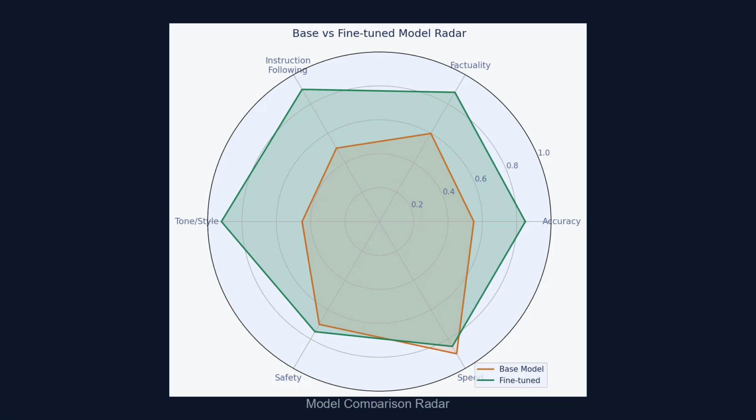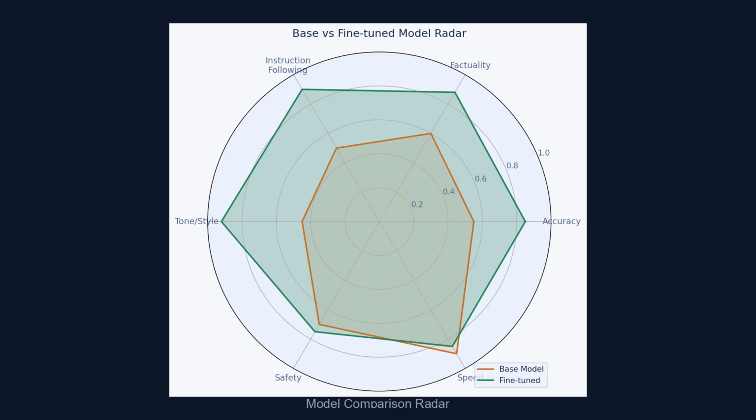This radar chart adds 2 dimensions that the simpler comparison charts often leave out: speed and safety. The fine-tuned model in green outperforms the base model in orange on instruction following and accuracy. Those are the expected gains from task-specific training. But notice the speed and safety axis.